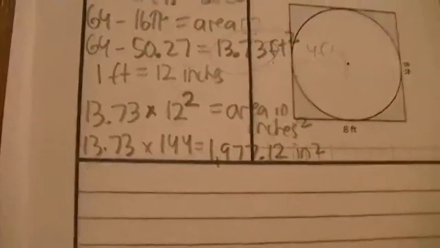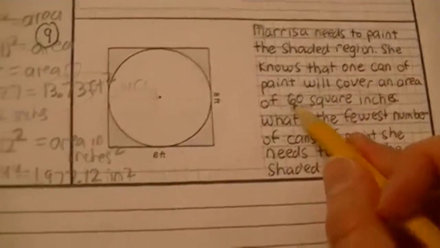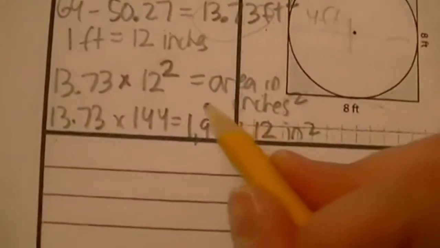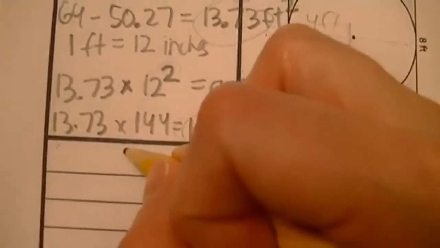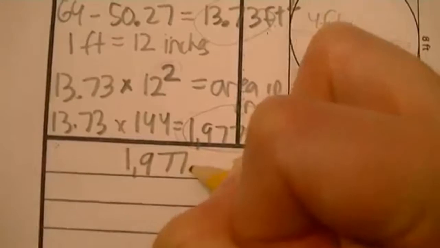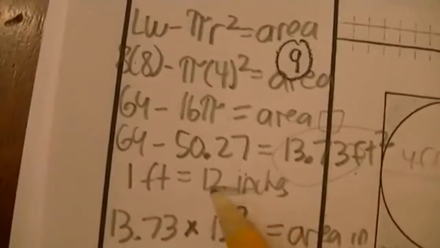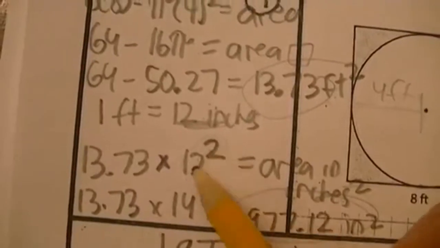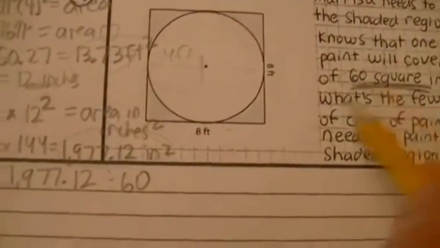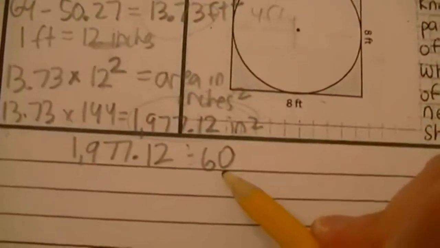Okay? So they tell me that 1 can will cover 60 square inches. Well, this is how many square inches there are total, so I need to divide that by 60 square inches. I'm going to divide it just by 60. See how it's already in square inches? This right here was not in square inches. It just says inches. You have to square those inches right there. That's why I did that. This one is already in square inches, so that is why I'm not dividing by 60 squared. It's already in that unit.